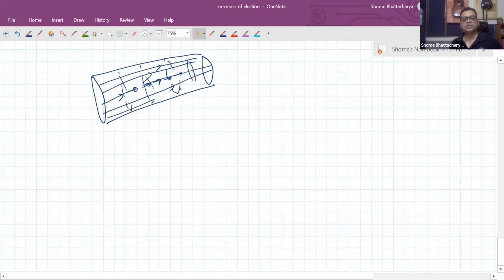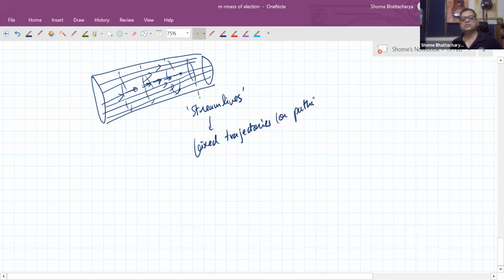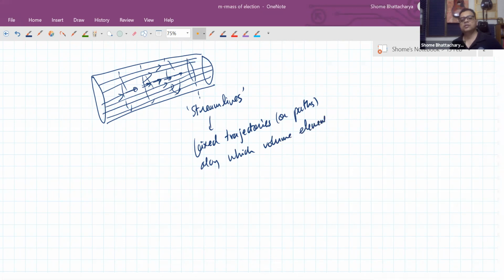They don't crisscross each other because the motion is irrotational. So these trajectories or paths are called the streamlines. Okay. They are fixed trajectories or paths along which volume elements of fluid flow, and they don't cross each other.